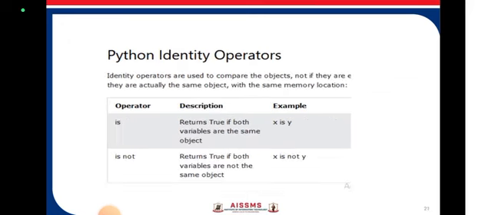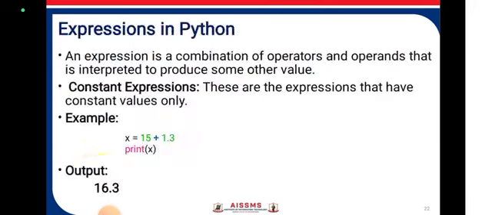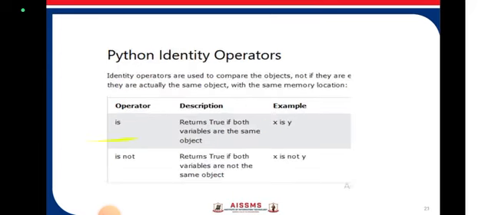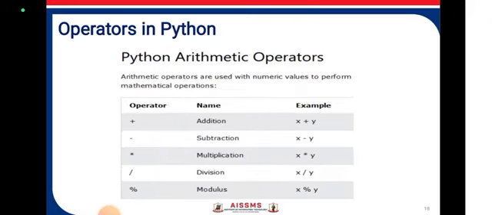I will list them out one by one in the next video. Then the identity operators: is and is not. Next, the bitwise operators: and, or, XOR and not. These are the operators included in the Python language. We can easily understand them from the name and the example.